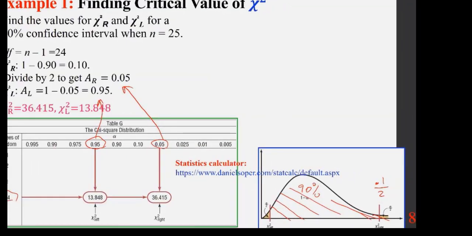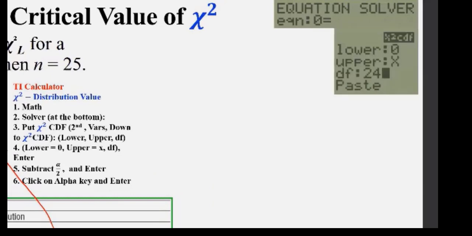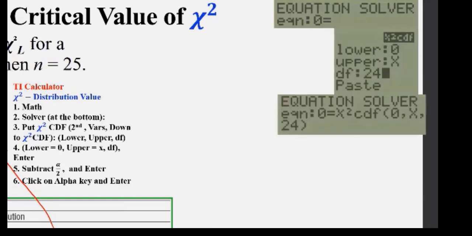I'm going to show you how to use a TI calculator. It is really probably not worth it that you go through the process. It's very, very long. So you go to the TI calculator. In order to get to chi-squared distribution value, you have to click on Math Solver, put chi-squared CDF, and the lower, upper, and all of the above, which means you have to use the equation solver, lower, upper, and then it reads the answers for you.